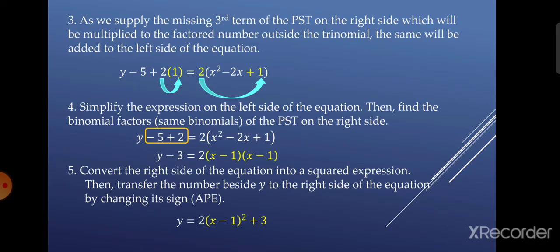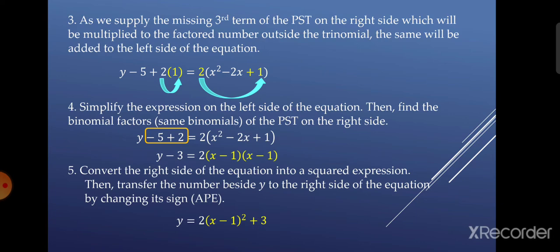So sa number 4 atong gisulat nga y minus 3, pag step number 5 y na lang siya. So asa ang minus 3 sir? Nibalhin siya sa right side, nahimo siyang plus 3. Remember, when we transfer a number or a variable to the other side of the equation, it changes its operation or sign by addition property of equality. Then copy 2. Then ang duha ka x minus 1 gi-rewrite as square of x minus 1. Then plus 3.